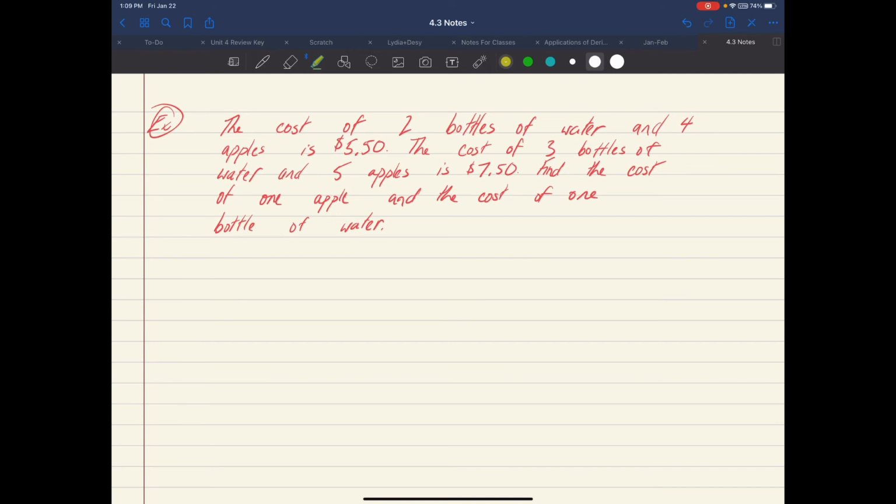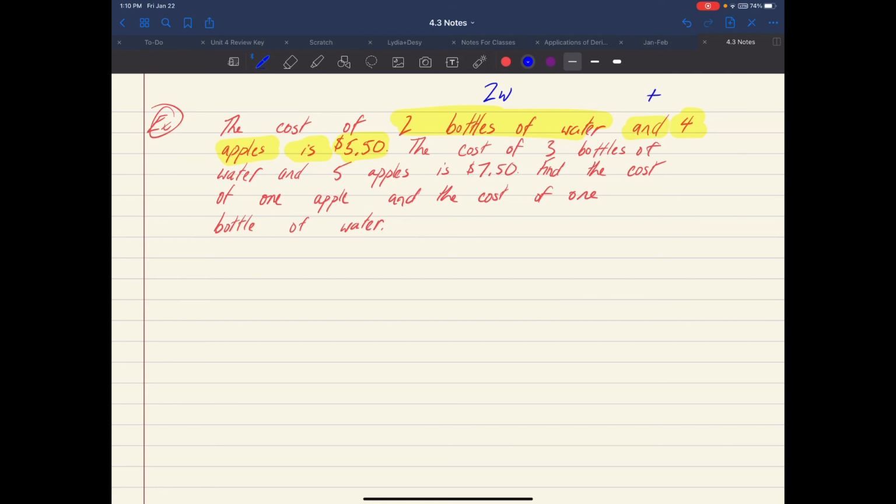Okay, so just like the other questions, I always like to break these down into basically formulas directly from the sentences. So it says the cost of 2 bottles of water and 4 apples is $5.50. So that is giving you an equation directly. It's not always like this in the questions, but often it is laid out right there. So 2 bottles of water, I'll call that 2W. The word "and" in nearly every case when it's set up like this means plus.